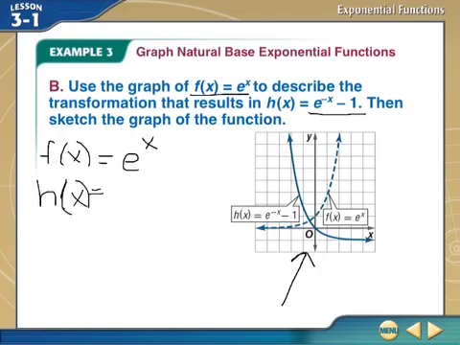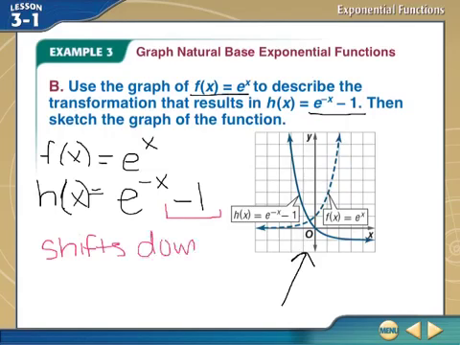h of x is equal to e raised to the negative x minus 1. Now, to describe this transformation, we know that anytime we take the parent function and subtract something or add something to it, that shifts the graph vertically. So the minus 1 is going to be shift down 1 unit.